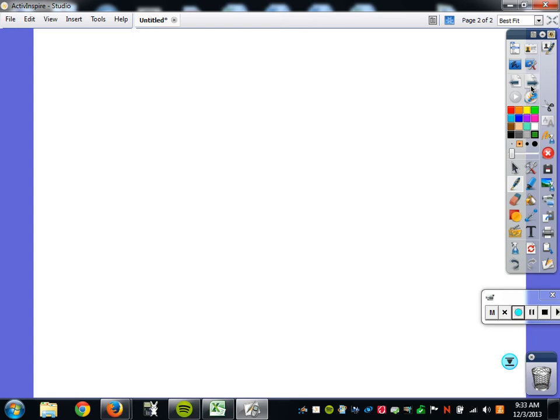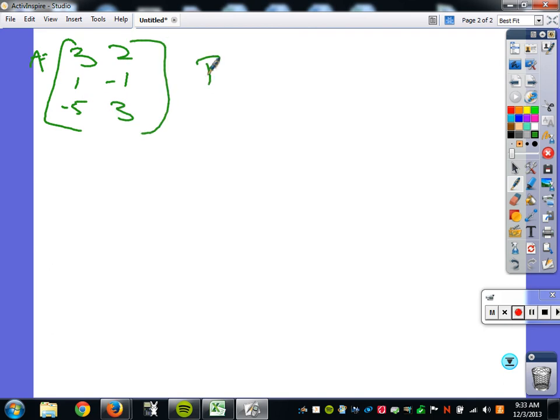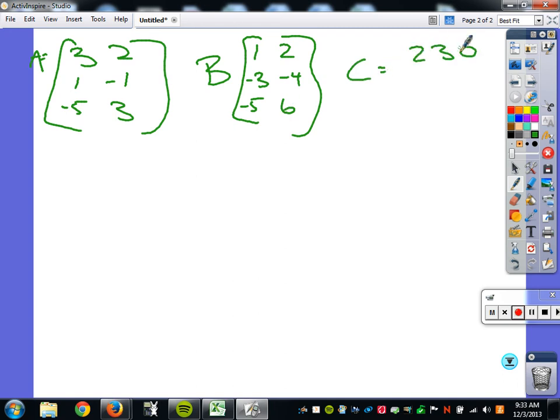Okay. So I'm going to write these matrices down. I'm going to call this matrix A. 3, 2, 1, -1, -5, and 3. Write those down quickly.